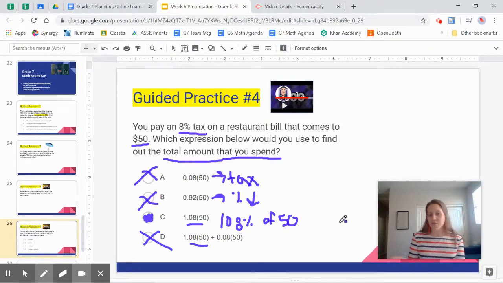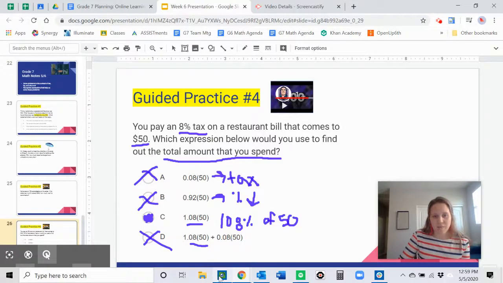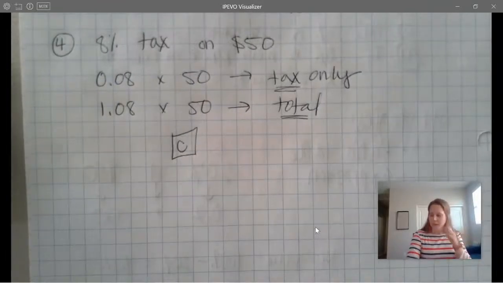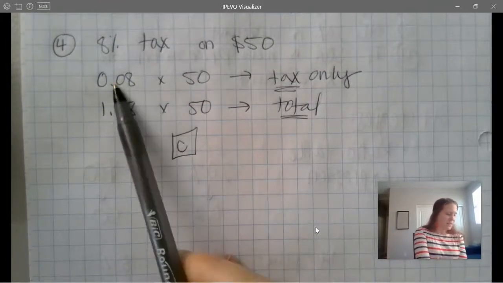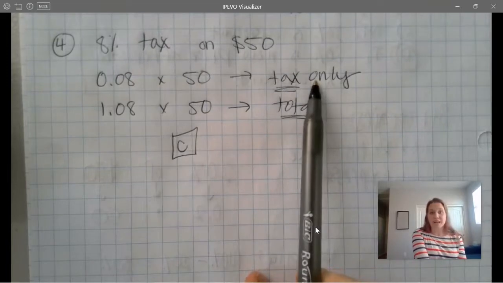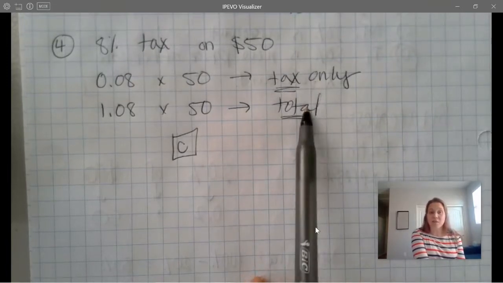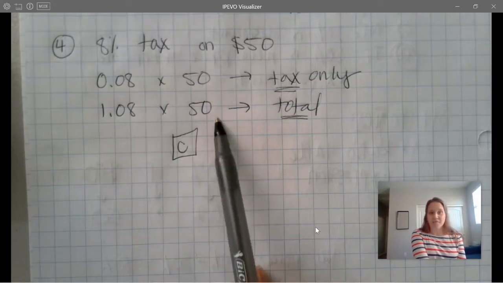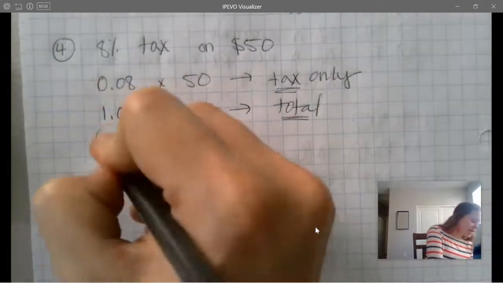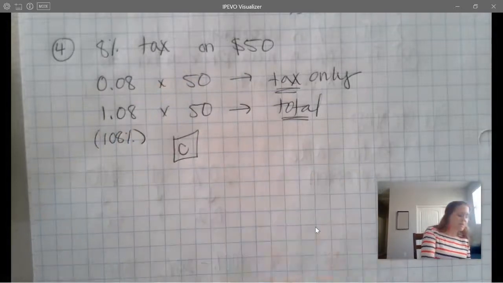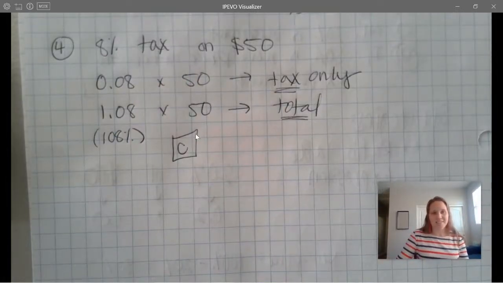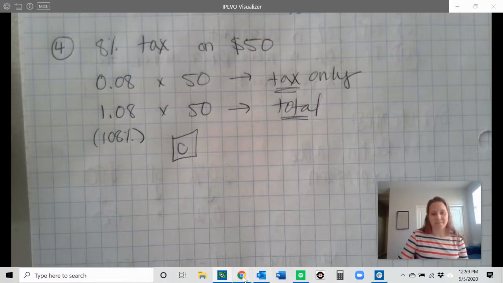Okay. For question 4, C is the perfect answer. I want to show you also what I did on my paper. I took a different strategy, and maybe you did the same. I first thought 8% of 50, that would give me the tax. If I wanted to find the total amount, I would take 108% of 50, right? 108% is the same as 1.08 as a decimal, okay? So answer choice C is correct.